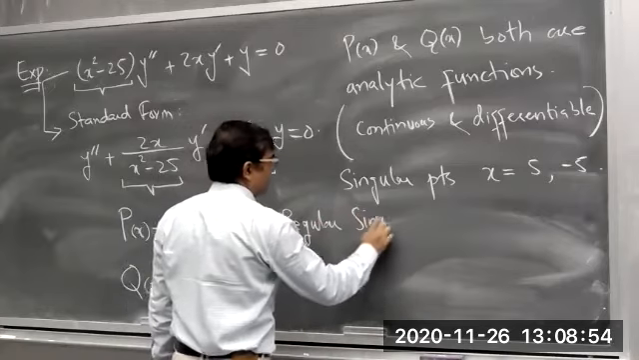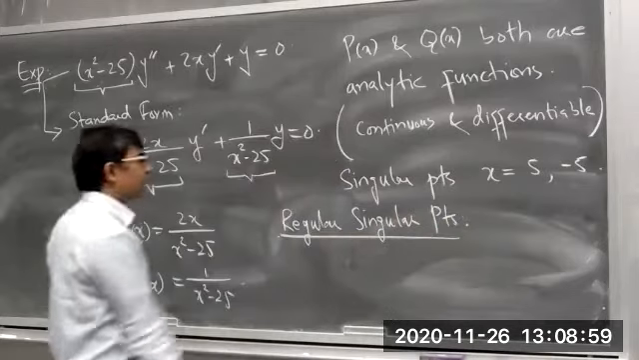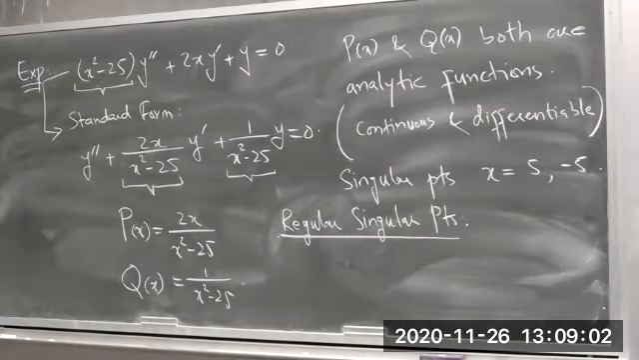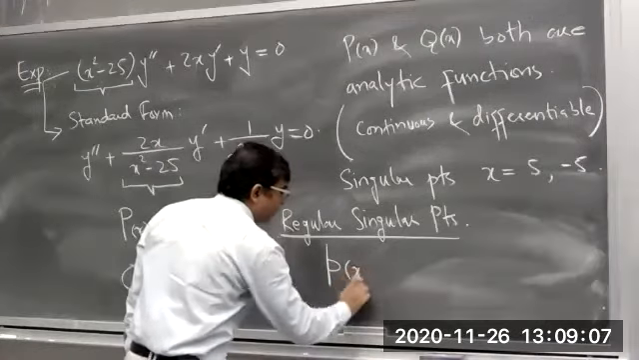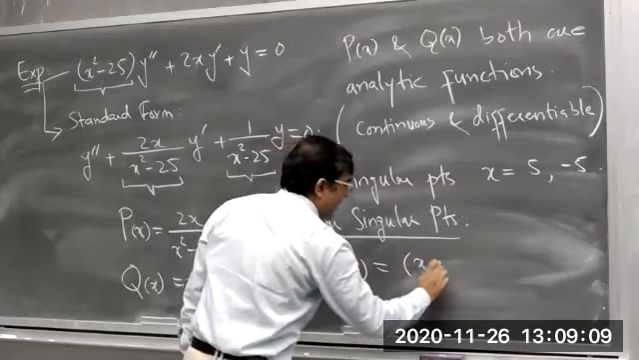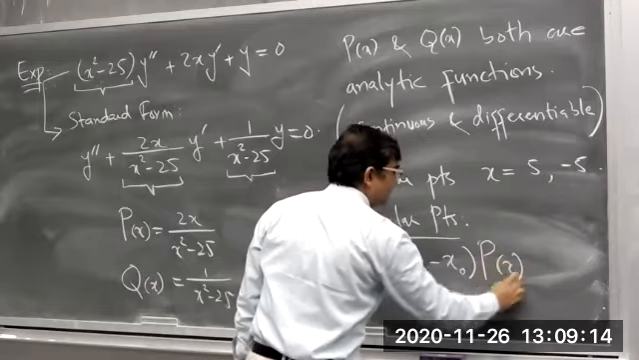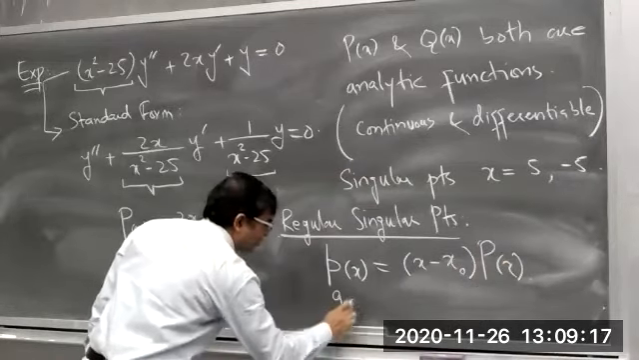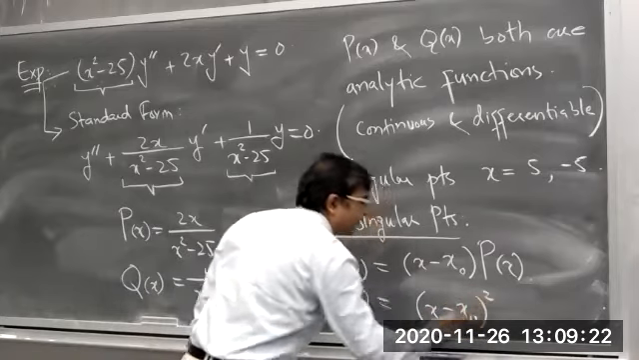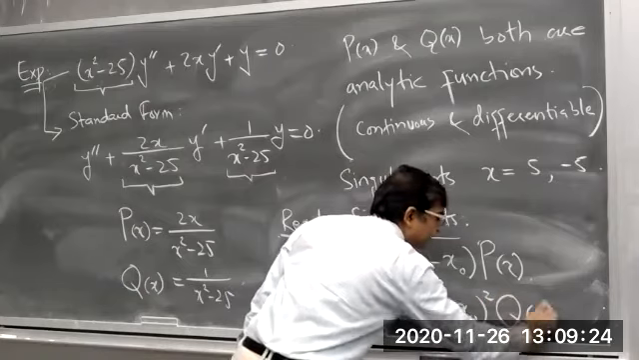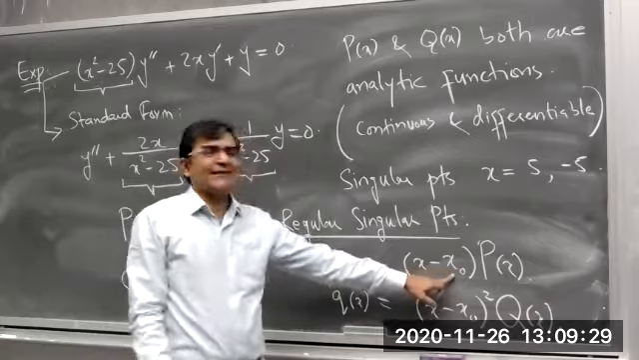Regular singular points. Okay. Regular singular points कैसे check करेंगे हम? आप यहाँ पे एक नया function define करें. Small p of x is equal to x minus x naught into capital P of x. Okay. And another function, small q of x is equal to what? It is x minus x naught whole square, capital Q of x. Okay. Where x naught is what? X naught is singular point.